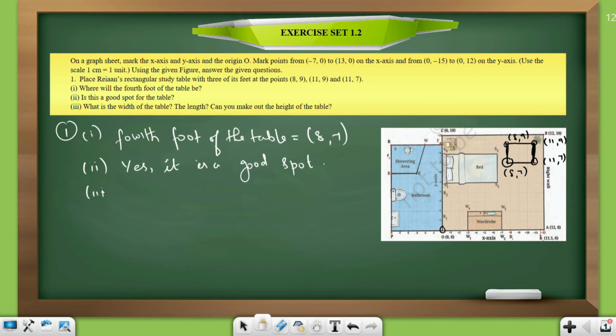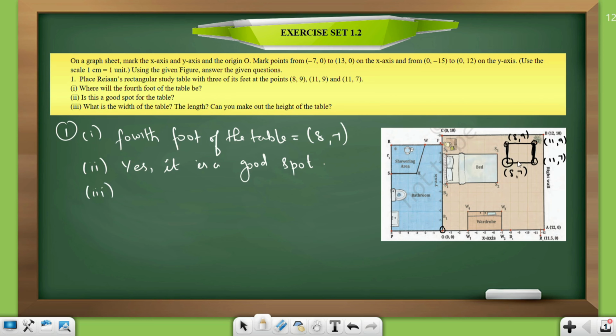Okay, and the third one is, what is the width of the table and the length? Can you make out the height of the table? So three questions are there. Let's go through them one by one. The first is the width of the table. Actually, to find the width of the table, we have to find this area, right?